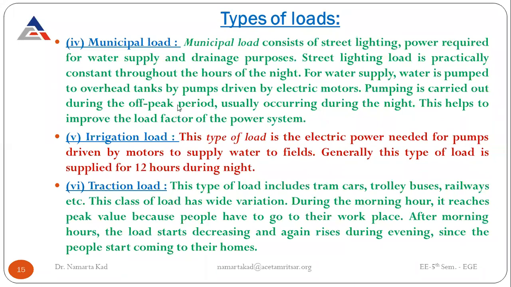The next is the municipal load. The municipal load consists of street lights and power required for water supply and drainage purposes. For water supply, there are motors through which water is supplied to residential or commercial areas by the government, and also for drainage purposes. Street lighting load is practically constant throughout the hours of the night, and we know that street lights are generally switched on only between 6 to 7 p.m.